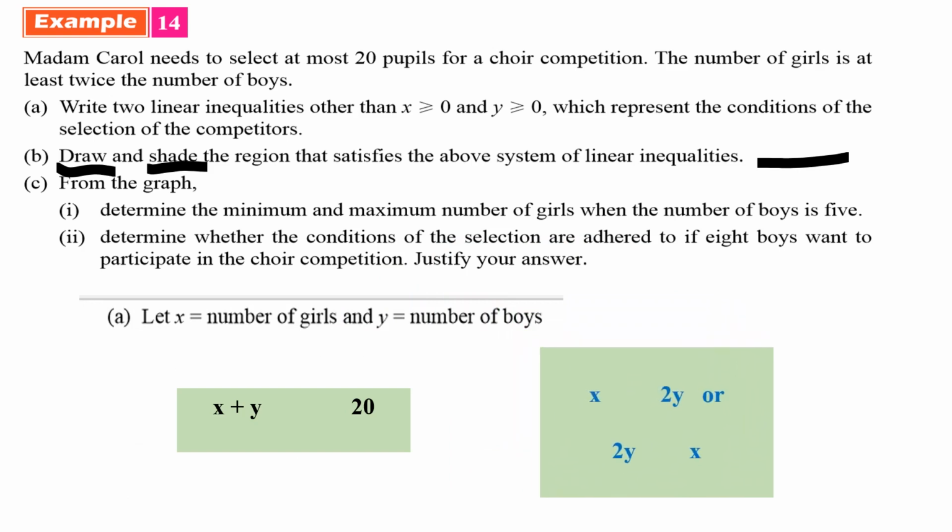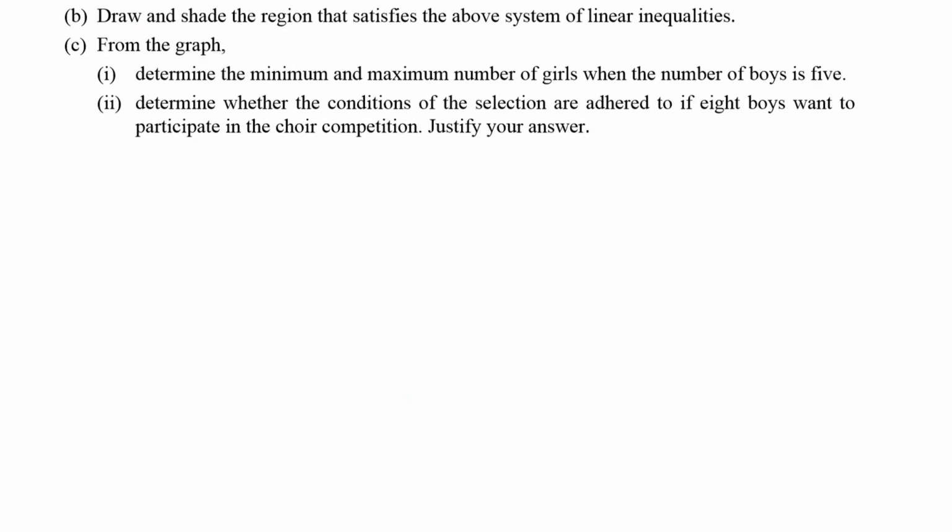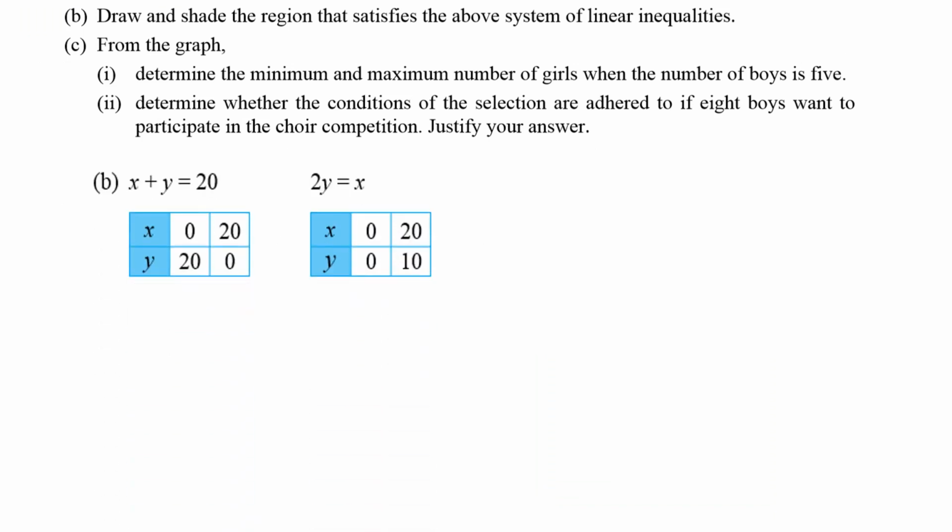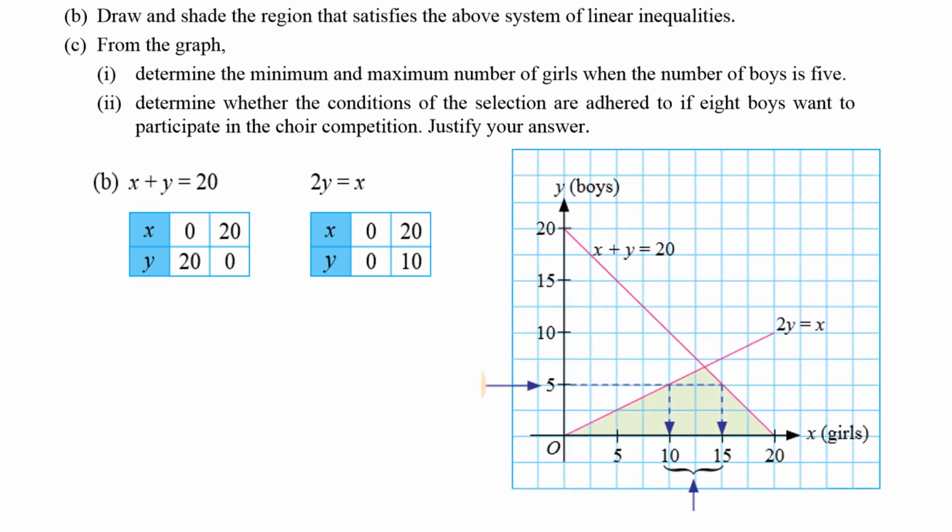Okay. So how to draw? You must have your equation, and then you have your table over there, and then you draw the graph and you shade the common region. Then you have to answer question C. Question C says determine the minimum and maximum number of girls when the number of boys is 5. Your Y is the number of boys, your X is for girls.